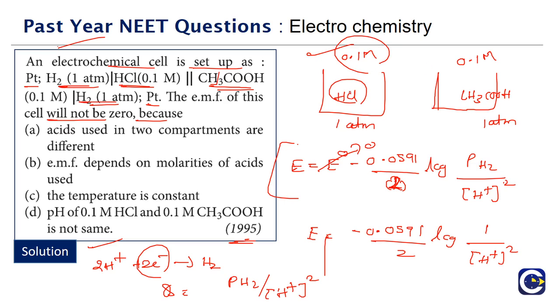So the total concentration of HCl will be dissociated to give us 0.1 molar H+. But on the RHS, the CH3COOH will not fully dissociate, which means what? The H+ value on the RHS will be different. As a result, the electrode potential of the LHS will be different from the electrode potential of the RHS. If both are the same, then the cell EMF will be 0. But both are not the same.